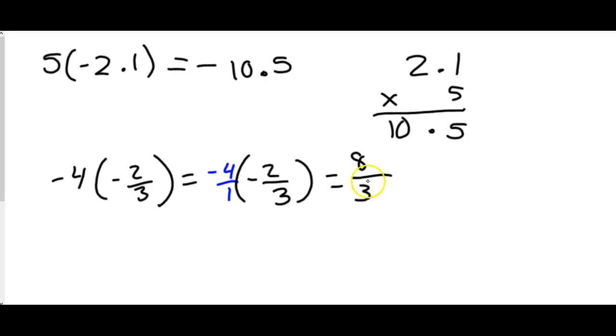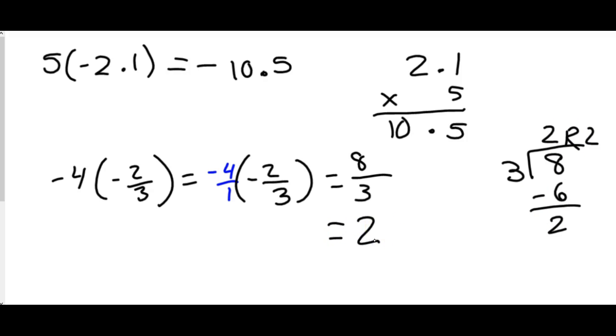Now if you do need to change this to a mixed number, we can do old school division. 3 goes into 8 2 times. 2 times 3 is 6. So we have a remainder of 2. That means as a mixed number, this would be 2, because it went in 2 times. The remainder goes to the top part of the mixed number's fraction, so 2 over, and then the denominator stays the same as 3. So 2 2/3.